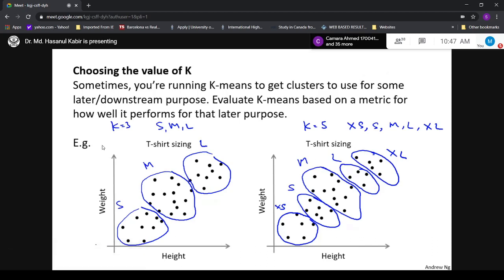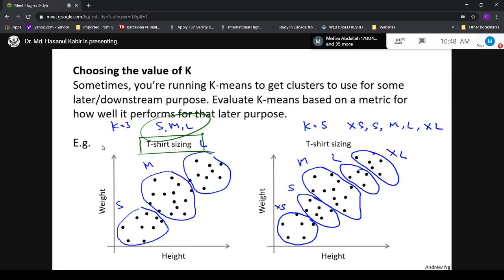And what does this mean actually? Well, let's say, in the example they are giving, you want to define t-shirt sizes. Let's say you take 100 or 1,000 people, and from the 1,000 people, you measure their height and their weight. Then you want to define the t-shirt sizes. If I want to define only 3 sizes, small, medium, and large, you have to define which group gets which t-shirt, right?